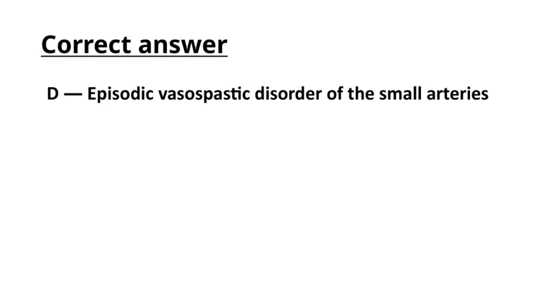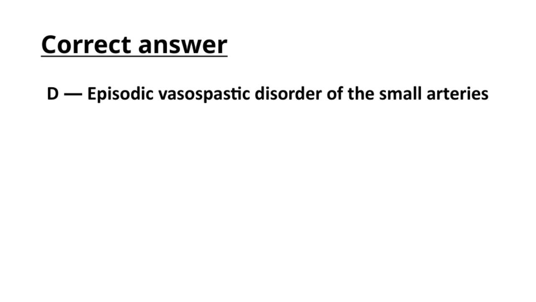Let's take a closer look at D, which refers to episodic vasospastic disorder of the small arteries. This condition is characterized by sudden, temporary constrictions of the small arteries, leading to reduced blood flow. It's important to understand that these episodes are episodic, meaning they come and go rather than being a constant issue. This disorder can cause symptoms like color changes in the skin, pain, or numbness, especially in the fingers and toes. Recognizing this as a vasospastic disorder helps differentiate it from other vascular conditions.